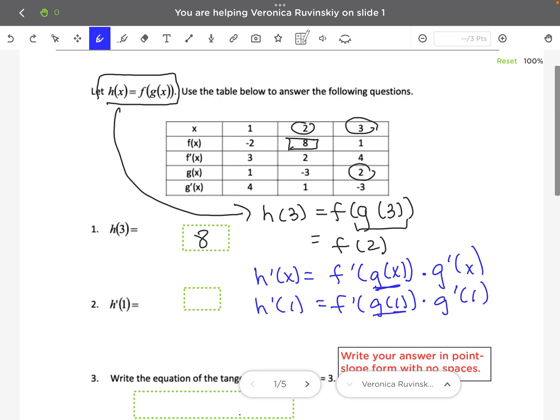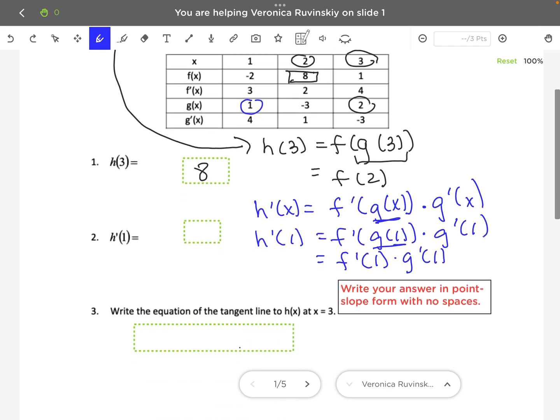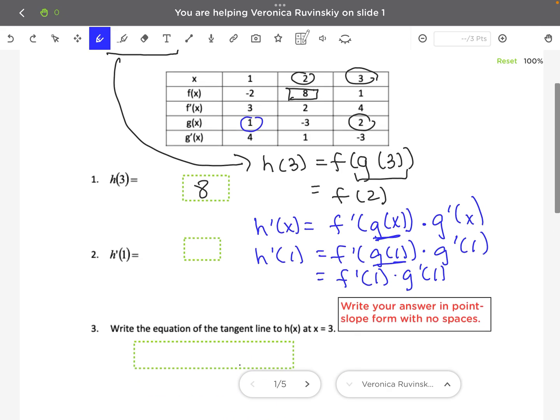Okay, g of 1, I can tell from the table, is going to be 1. So this becomes 1. So all I need to do now is find f prime of 1, g prime of 1, and multiply them together. So f prime of 1 is 3, and then g prime of 1 is 4. So 3 times 4 is 12.